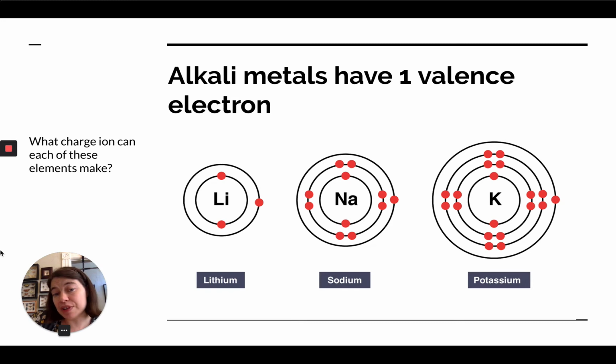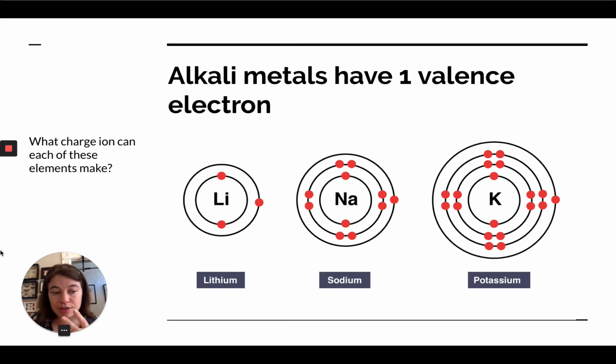So you can see the difference between lithium and sodium and potassium is each time we go down to the next alkali metal, we're adding another electron shell. So lithium, its first shell is full, and it's got one valence electron in the second shell. You'll notice lithium is in row 2, hence the two electron shells, and it is in column 1, hence the one valence electron. Sodium, which is the next one down, is in the third row, so it has three electron shells. The first one is full with two electrons.